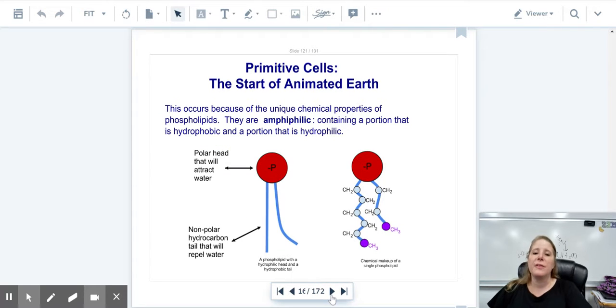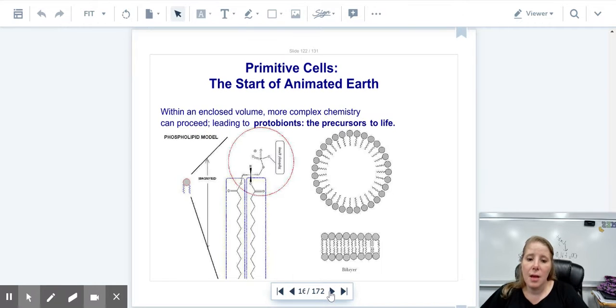So the primitive cells, they were amphiphilic, remember, water-loving and water-hating. The head will attract water. The tail is nonpolar, it will repel water. And so water would want to come to the heads, but it wouldn't want to come to the tails.